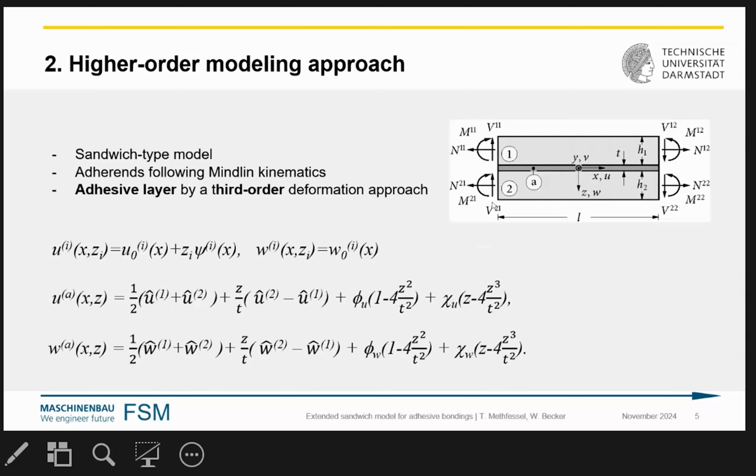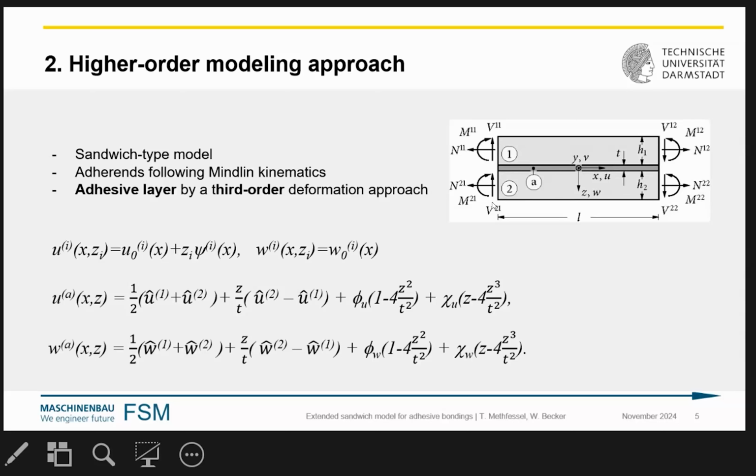Yeah, and that's now the main point here. So we consider this sandwich configuration. We have an upper and lower adherent numbered by 1 and 2. And for these two adherents, we just use simple kinematics, Timoshenko kinematics, as you see written down here for the horizontal and vertical displacements. But for the adhesive layer in between, we work with the approach that you see here.